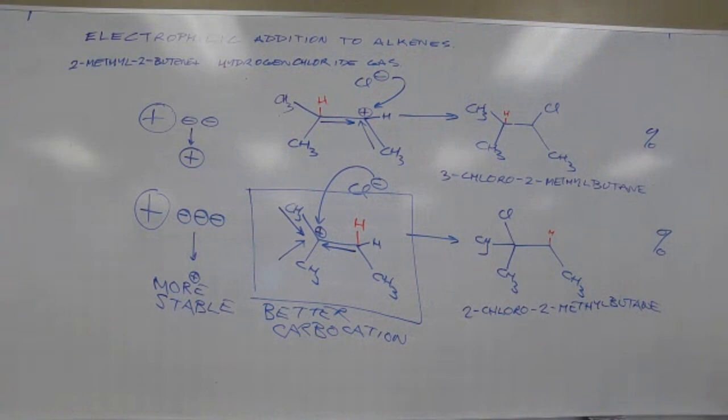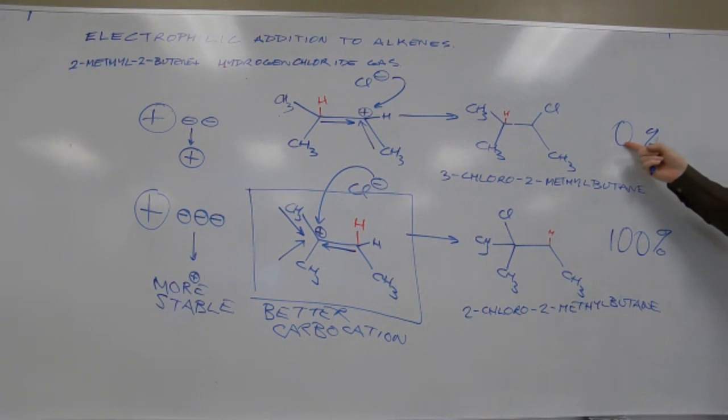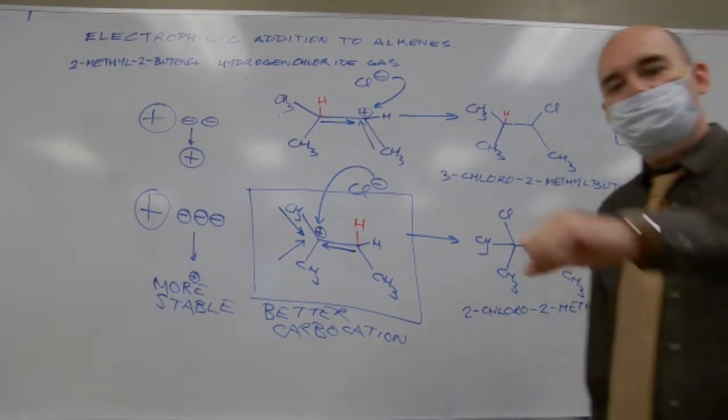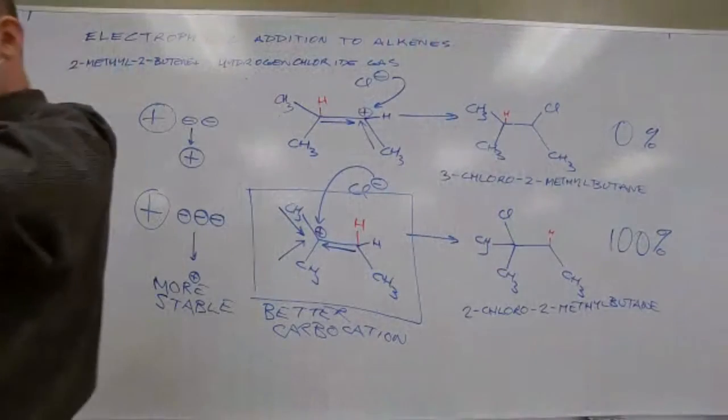So when I do this reaction side by side, I'm expecting close to 100% for this bottom one. Some of that might get made, but this is going to win. It might be in the high 90s. This one wins, and it's all down to something called carbocation stability.